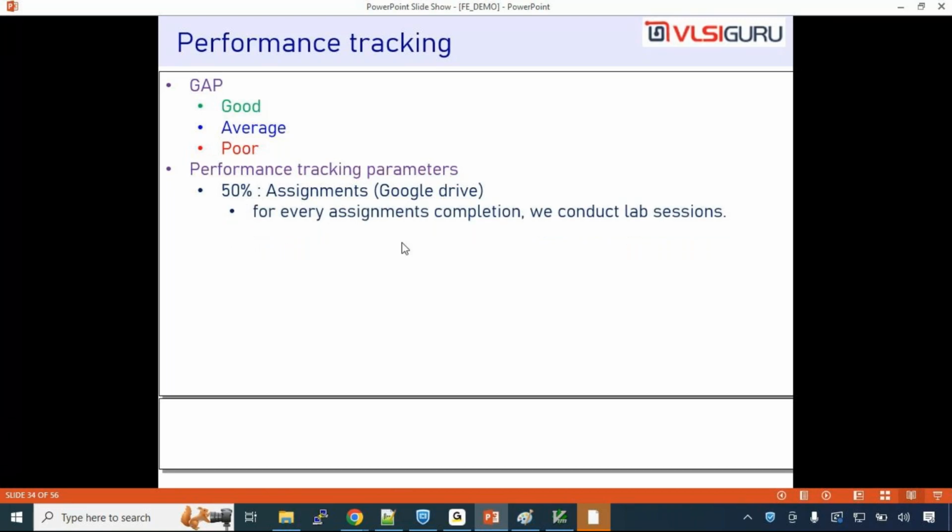Second, for every assignment completion, we conduct the lab sessions. 10% for attendance. Attendance is not that important. We don't give a lot of emphasis. More importance is on completion of the assignments.